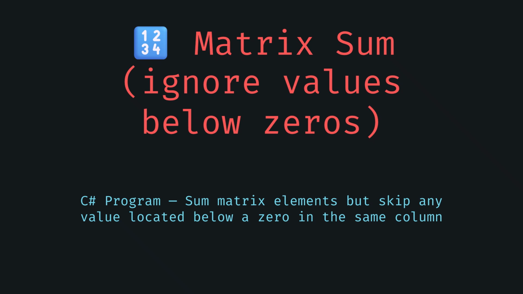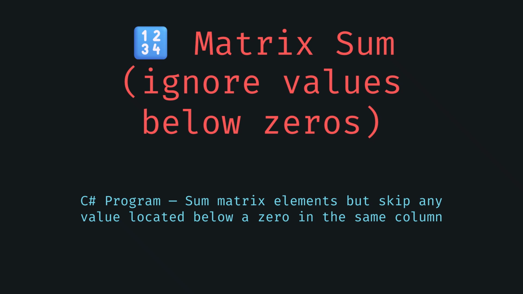Welcome. Today, we build a small but practical C# routine. Sum all positive entries in a rectangular matrix, but ignore or exclude any value that is located below a non-positive value, which is less than or equal to 0, in the same column.